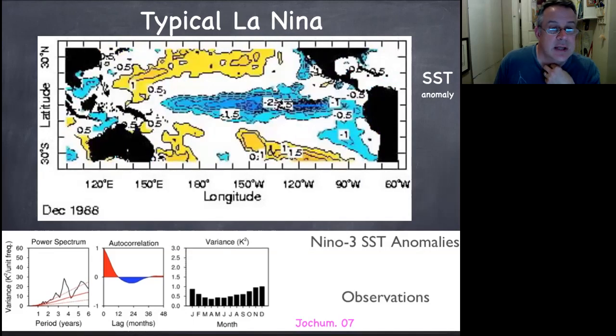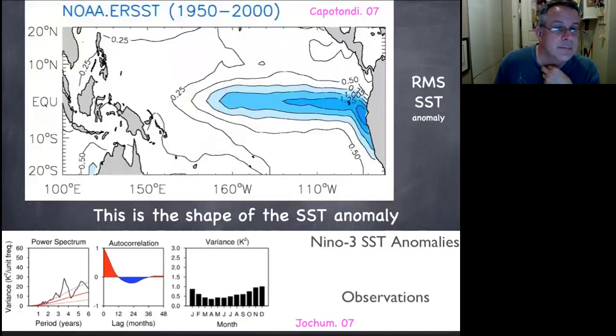And here's a typical La Nina, which looks about the same, -2 degrees. Still, this cold tongue is intensified. And again, the autocorrelation and variance look like that. And this is just showing the RMS of the SST anomaly, which shows that the connection over here to the Peru current and the Peru upwelling system is a little bit more intense.